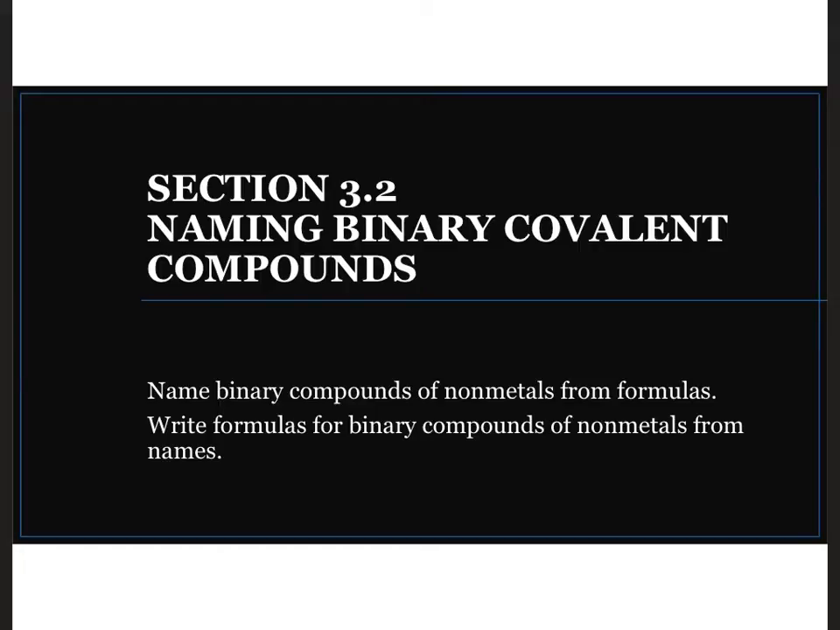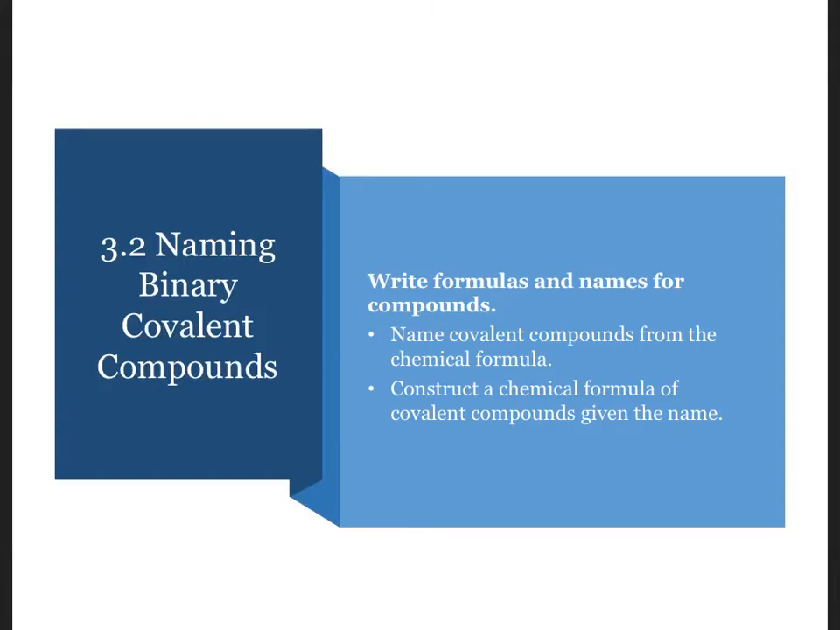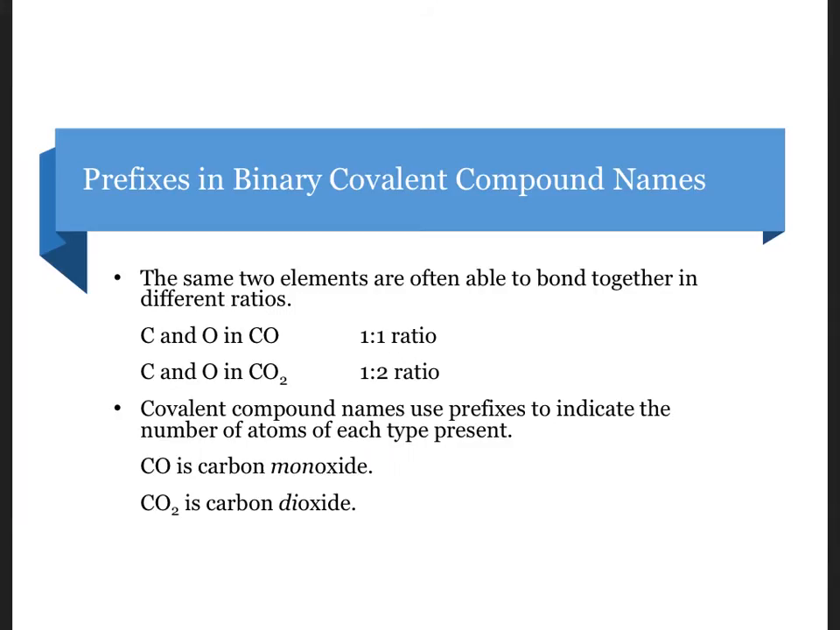Section 3.2 discusses the process for naming binary covalent compounds, meaning we're making compounds out of only two nonmetals. By the time you finish this lesson, you'll be prepared to name covalent compounds given the formula, or write a formula given the name. Let's begin.